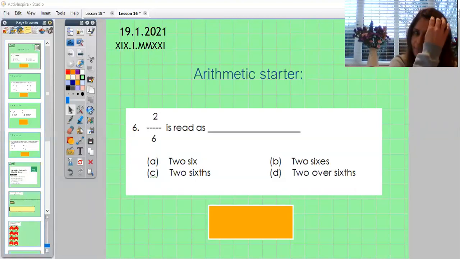The denominator is the whole, and fractions always come to be whole.